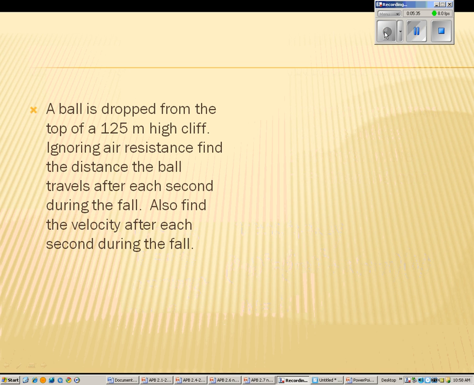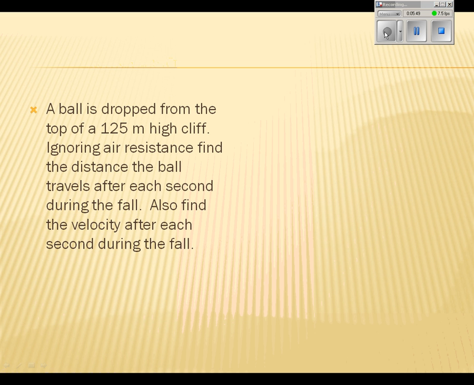Our last example is a ball is dropped from the top of a 120-meter high cliff. Ignore air resistance. Find the distance the ball travels after each second during the fall. Also find the velocity after each second during the fall. So what you're going to do is this. You're going to have a ball up here. You're going to have it drop 125 meters.